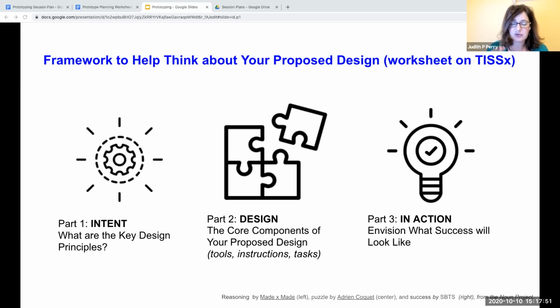Going back to framing this as experimentation, when we move to the prototype, we'll think even more about that. But thinking overall right now about these three areas of your proposed design, again, you don't have to worry about jotting this down.